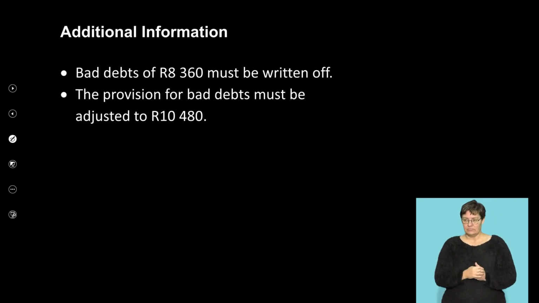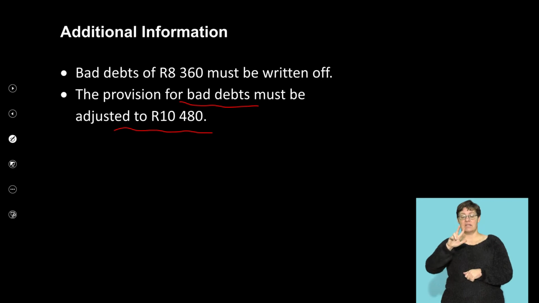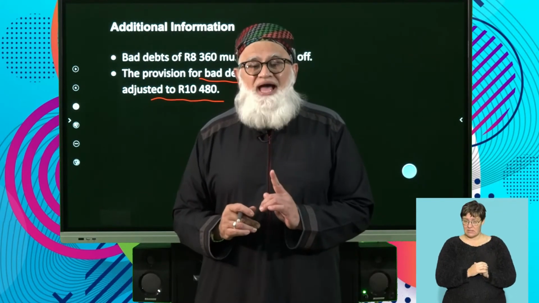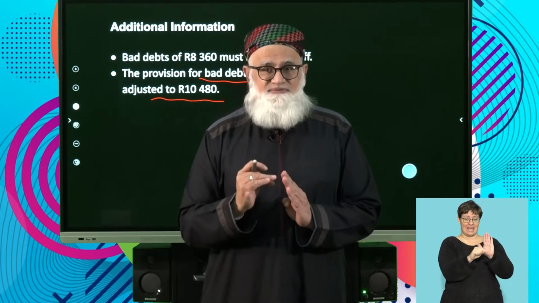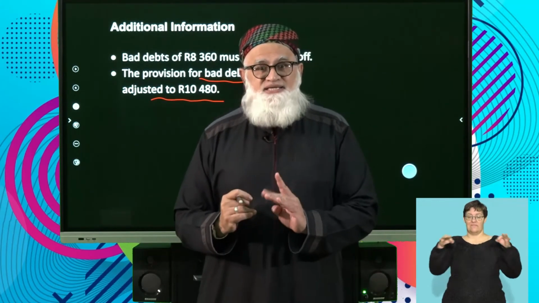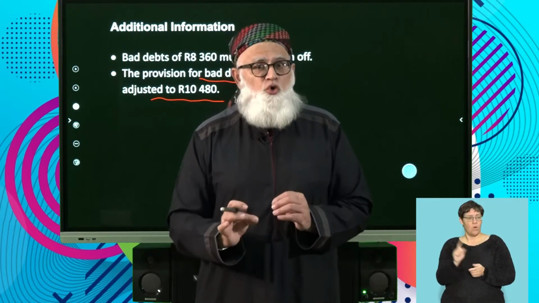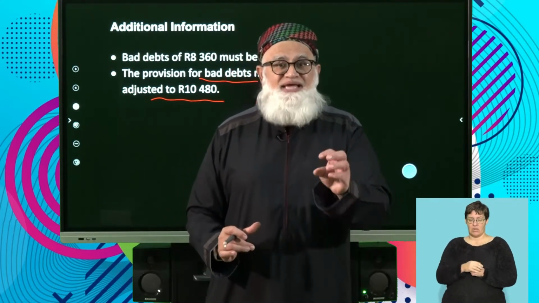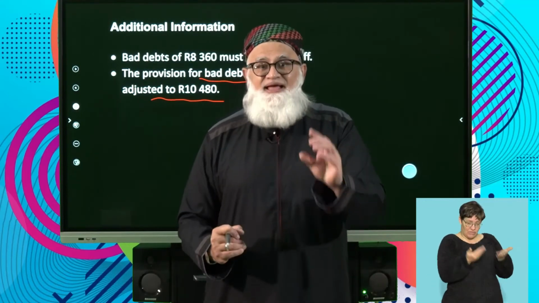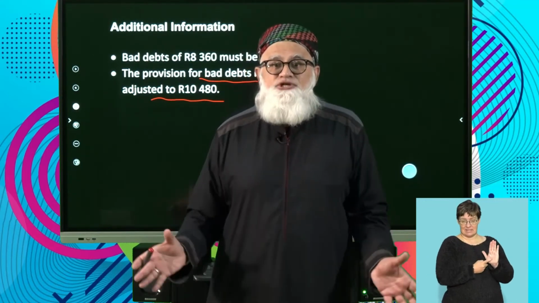Okay, now we come to the provision for bad debts, which said must be adjusted to 10,480. Before we continue, what type of an account is provision for bad debts? Provision for bad debts is what we refer to as a negative asset. Why? It reduces the value of my asset. Which asset? Debtors control. Therefore, in my balance sheet, we say debtors control less provision for bad debts. And this then tells you your net trade debtors.